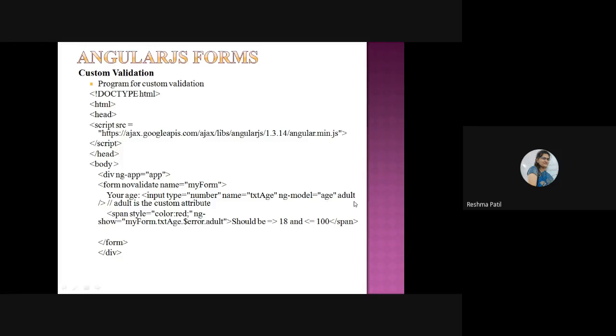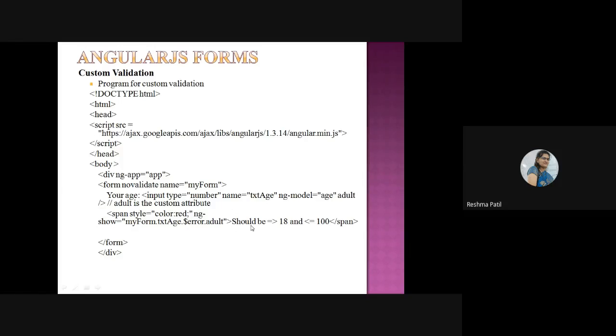Now the next span tag, here we are going to show whether the input is valid or not. So in this span tag, style is equal to color red. ng-show, what we have to show: myForm, this is the name of your form here, myForm.txtAge, txtAge is the name of this input field, .$error.adult. Adult is the custom attribute. If this contains any error, then it will show this message.